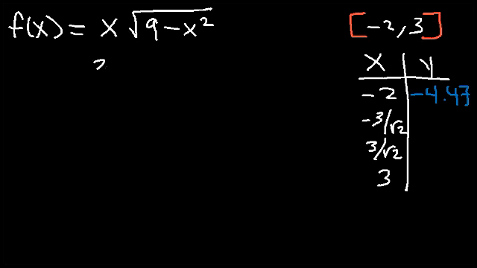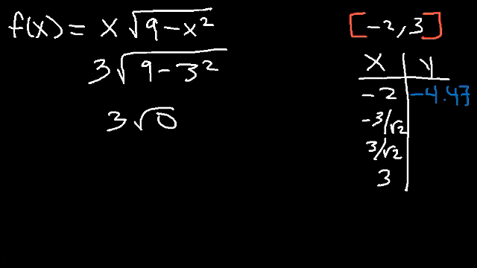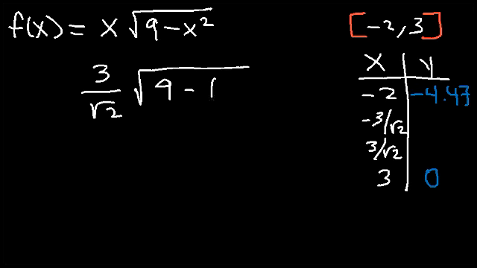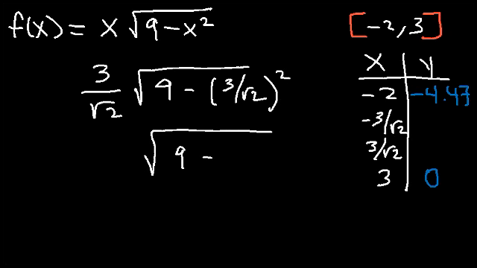Let's plug in 3. 3 squared is 9, and 9 minus 9 is 0. So the whole thing is 0. Now let's plug in positive 3 over root 2. So this is 3 over square root 2, and then 9 minus 3 over root 2 squared. 3 squared is 9, and root 2 squared is just 2, since root 2 times root 2 is the square root of 4, which is 2. So this is 9 over 2. 9 over 2 is 4.5. So 9 minus 4.5 is 4.5. So this is the square root of 9 over 2.